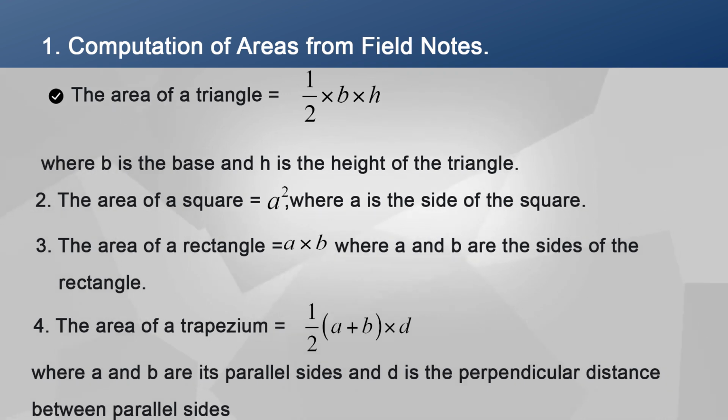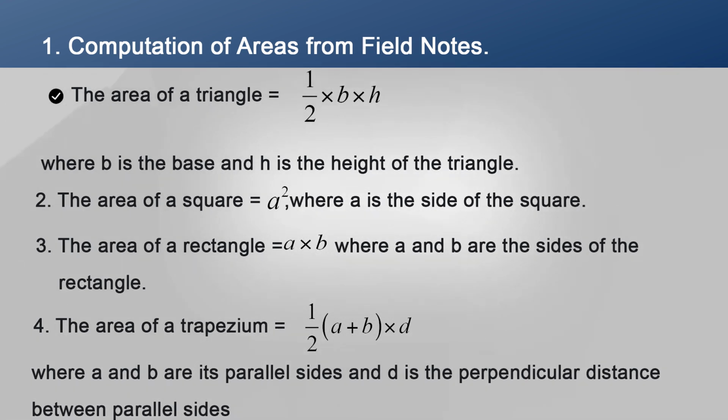Now, how will we calculate the area of a square? The area of a square is nothing but the square of the side, or A squared, where A is the side of the square. What is the formula for the area of a rectangle? It is A into B, where A and B are the sides of the rectangle.